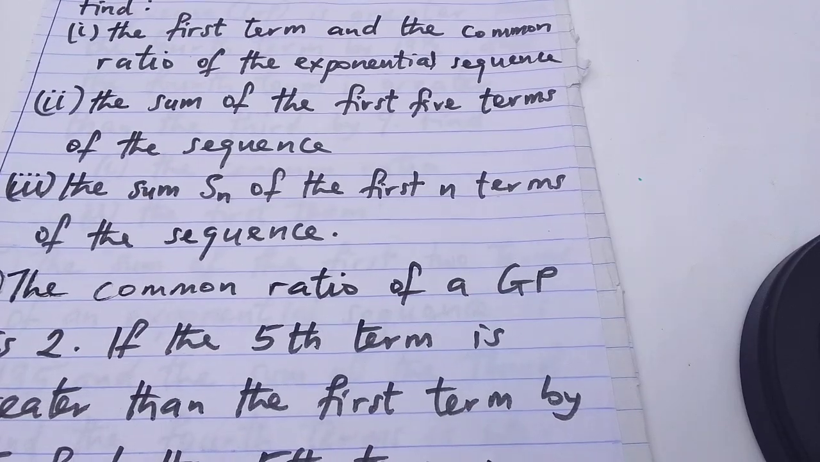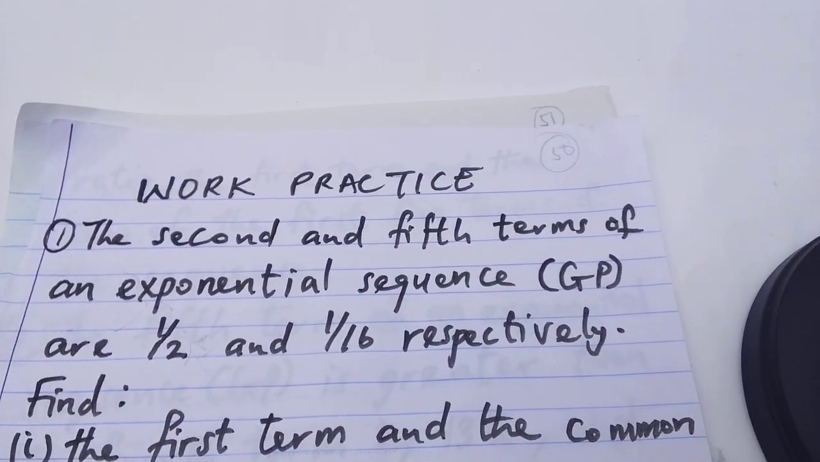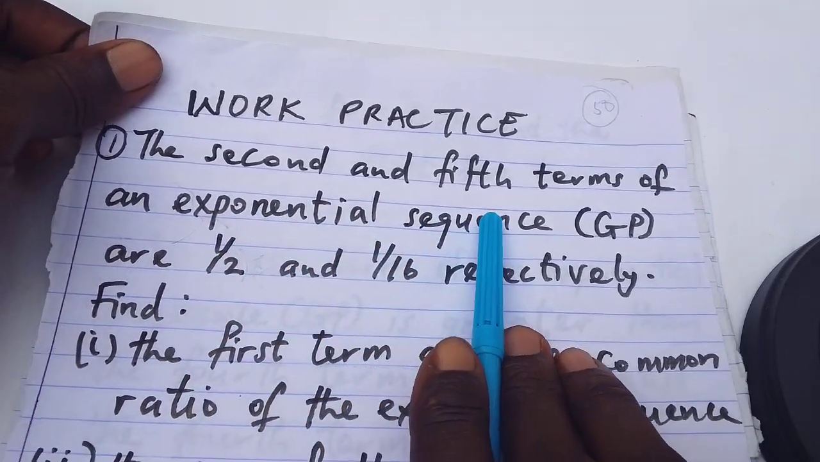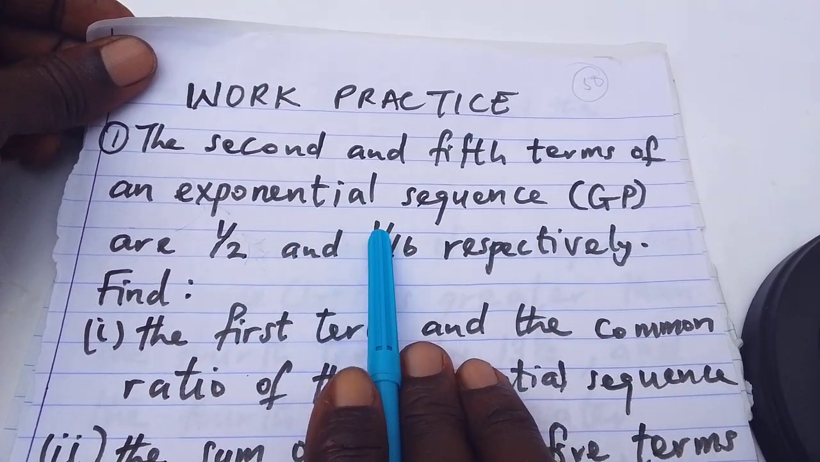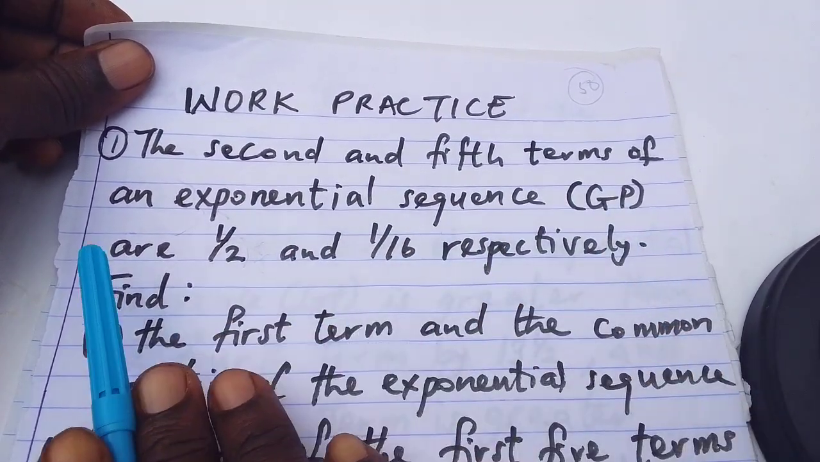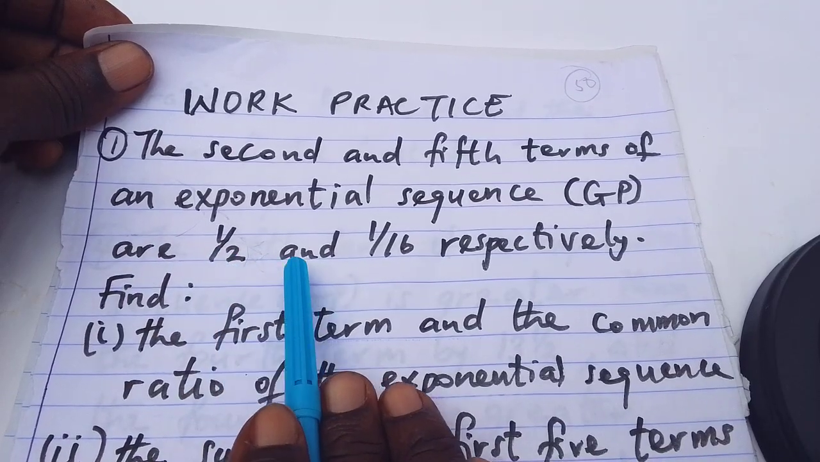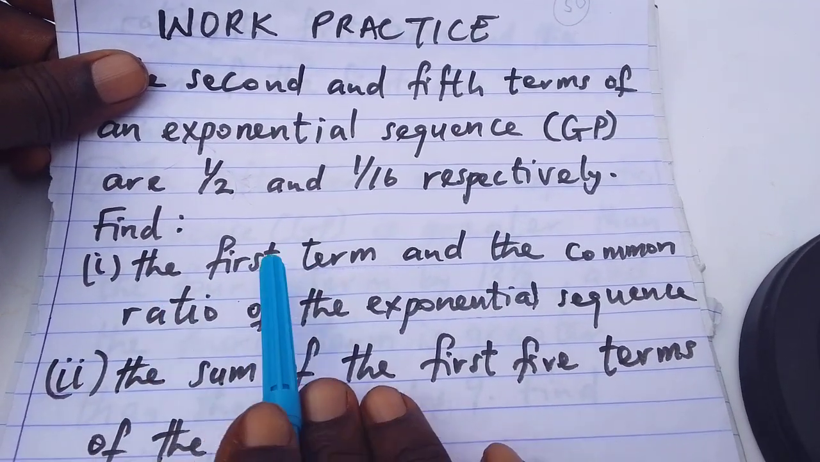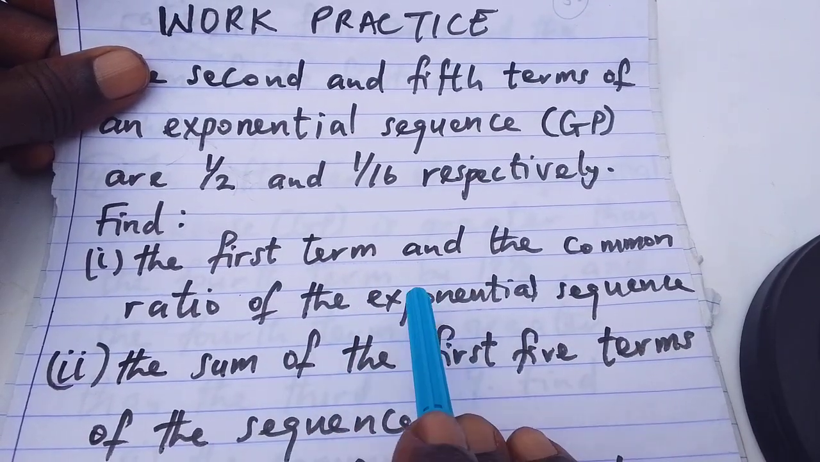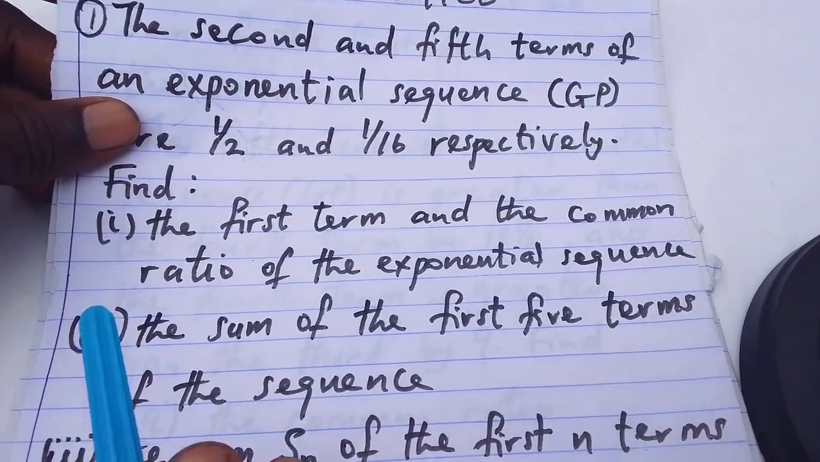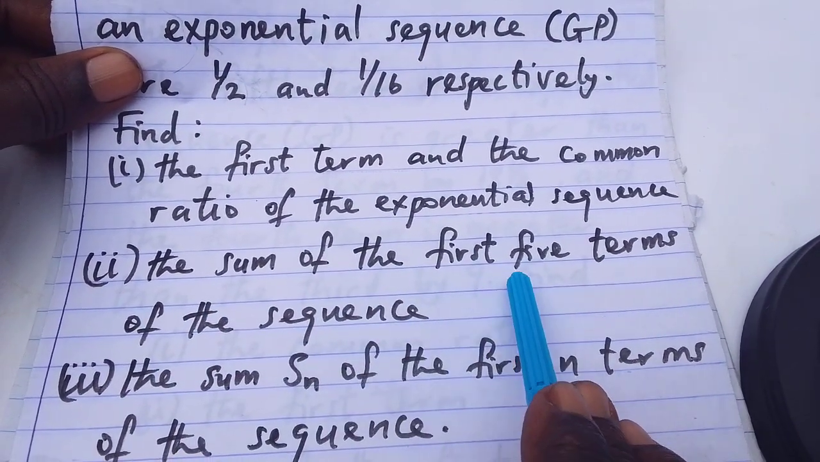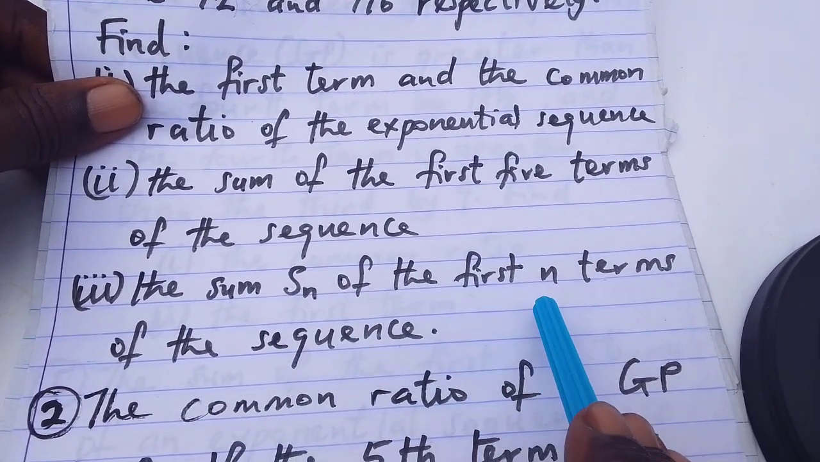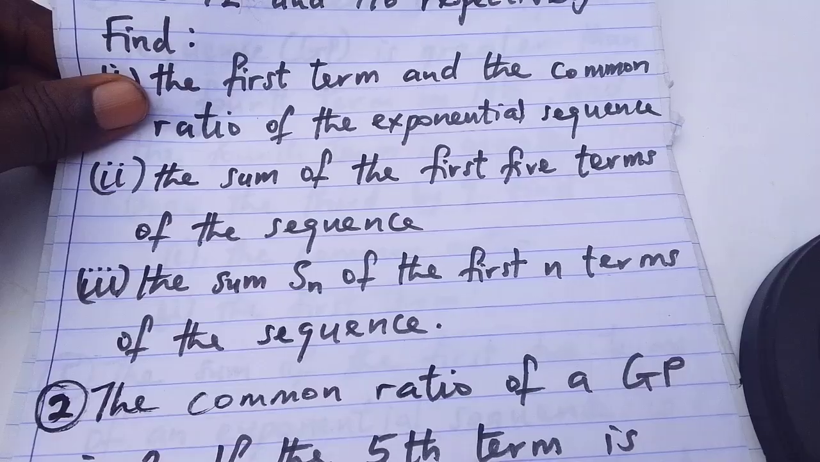Now let's come to the work practice. Number 1: the second and fifth terms of an exponential sequence, GP, are 1 over 2 and 1 over 16 respectively. Find 1, the first term and the common ratio of the sequence. 2, the sum of the first 5 terms of the sequence. 3, the sum of the first n terms of the sequence.